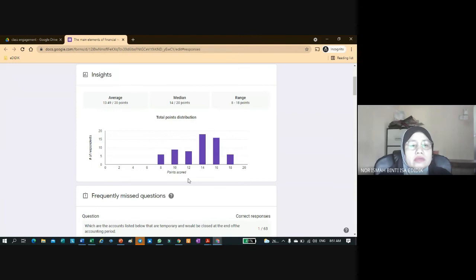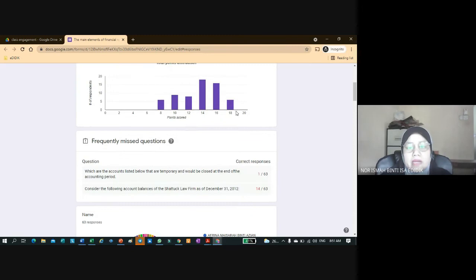Response. So 13, 20. Median is 4. Ada yang dapat 8 ya kat sini markah. Ada yang masih yang tak faham lagi kat sini ya. So soalan mana yang susah kat sini? Dari 63, seorang saja betul.